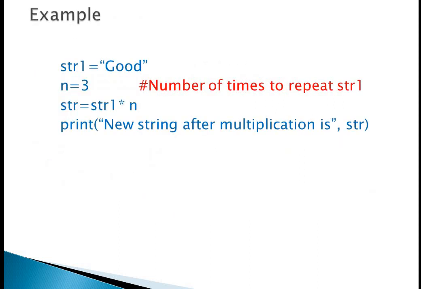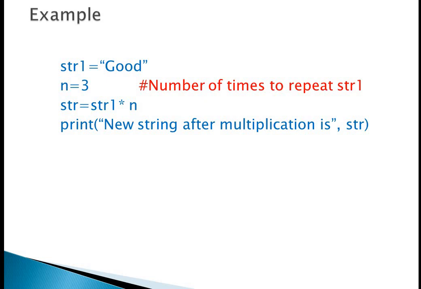I have stored good in str1. The string variable contains good. n is equal to 3. In the comment we have written number of times to repeat str1. I want to repeat good 3 times, so we have taken n is equal to 3. str is equal to str1 into n. So str1 is good and n is 3, so the string variable str is going to hold good, good, good. The output for this program will be: new string after multiplication is good, good, good.